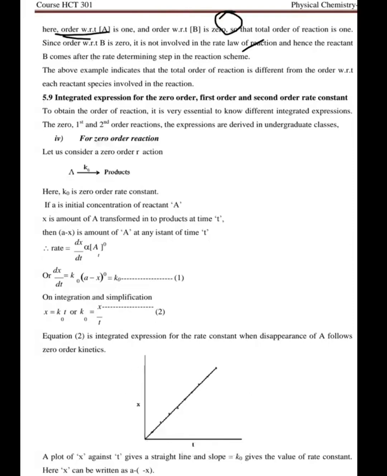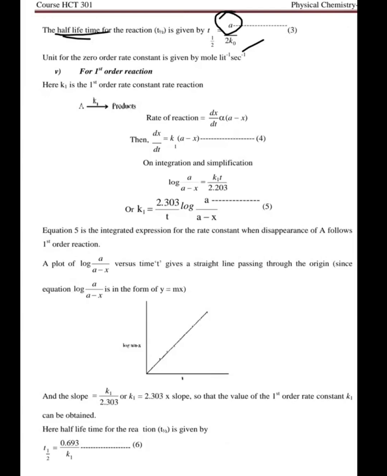Well, coming to the next topic, the first order reaction. In the first order reaction, A gives rise to the product with rate constant K1, and the rate of reaction dx by dt is proportional to A minus x. Further differentiating, we can write dx by dt is equal to K1 into A minus x. This is the equation.